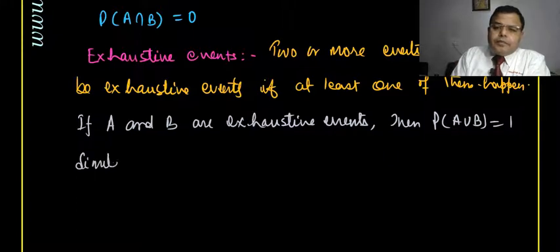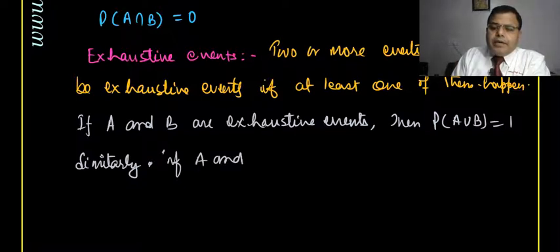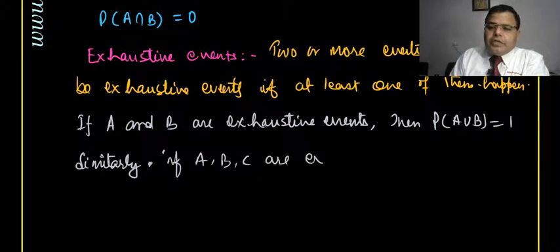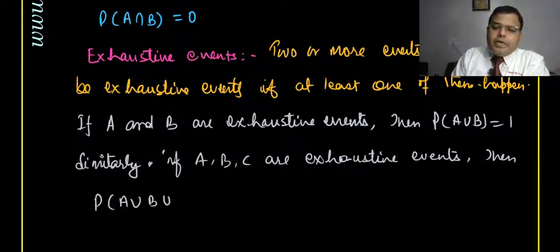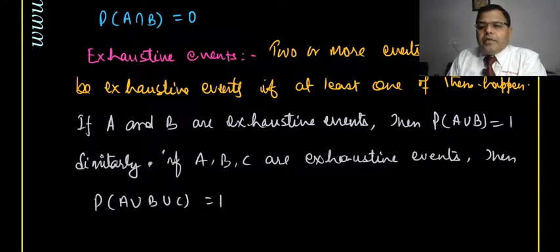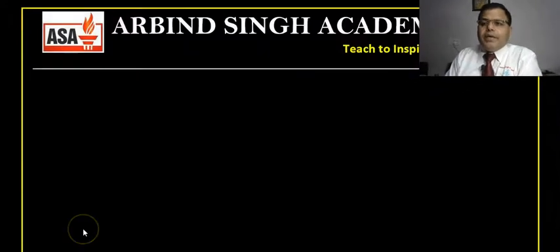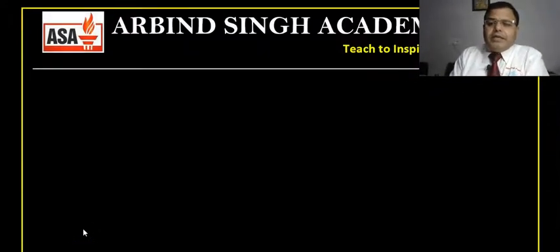Similarly, if A, B and C are exhaustive events, then probability of A union B union C is equal to 1. I hope you got it. Okay. So these are a few basic concepts. I hope you understood it well. And now let us discuss some questions so that we will be able to understand whether this can be applied.